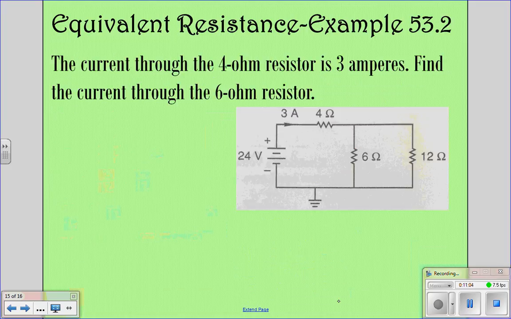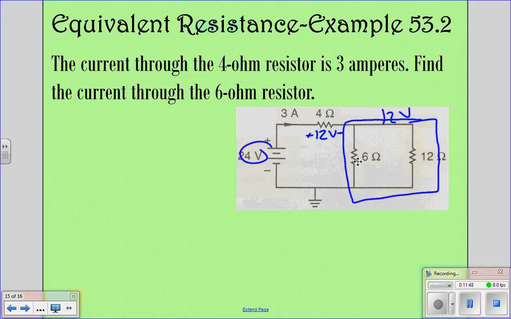Looking at another example, the current through the 4 ohm resistor is 3 amps, and we want to find the current through the 6 ohm resistor. If you look at this first resistor right here, we have 3 amps and a 4 ohm resistor, so that means the voltage here is 12 volts. We have a positive here and a negative on that side. The total of our system was 24, but 12 of them are dropped off here. So that means we have another 12 volts to be used in this part of our circuit.